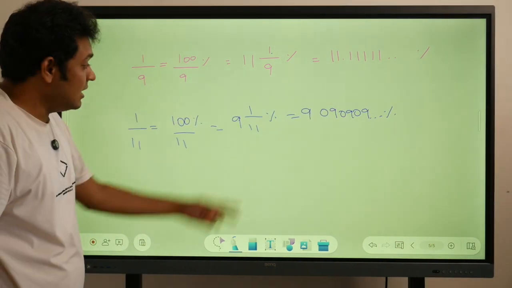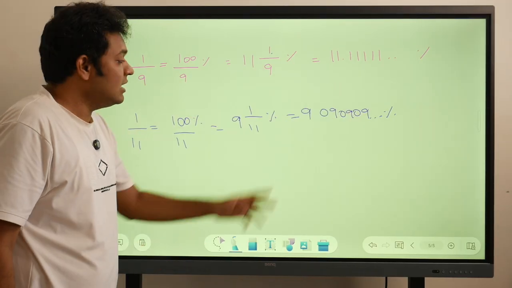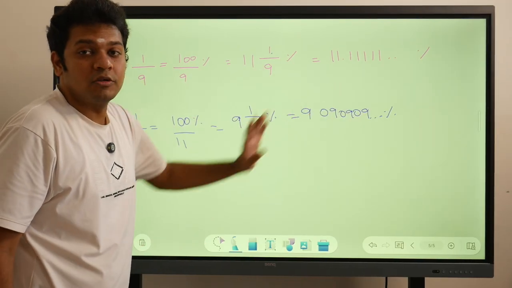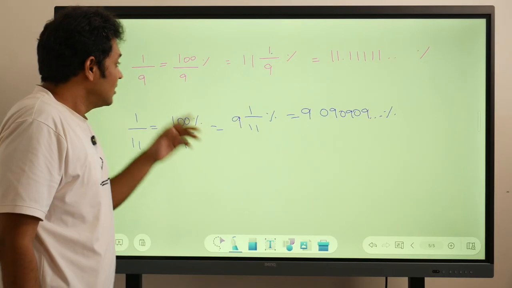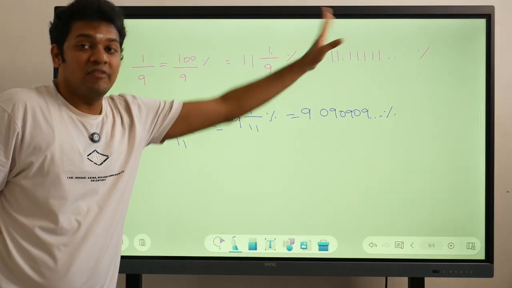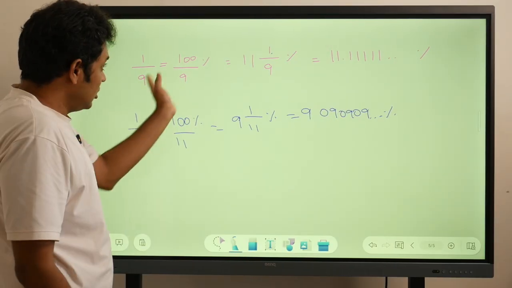Therefore 2 by 11 will be double it, 18.181818. 3 by 11 will be 27.272727. 4 by 11 will be 36.363636. So 1 by 9 will be multiples of 11 here. 1 by 11 will be multiples of 9. Okay. So all these are in percentage.